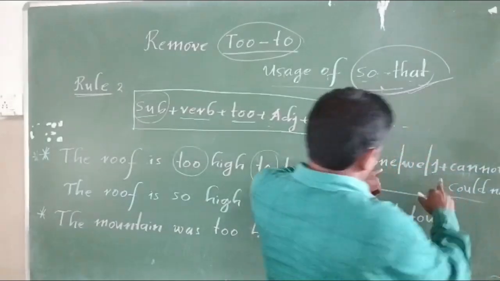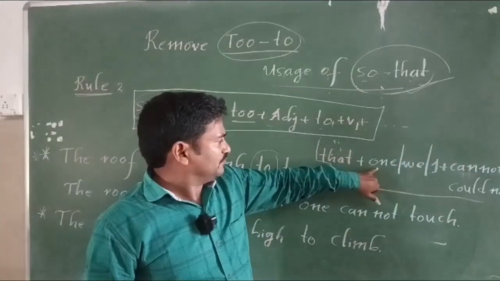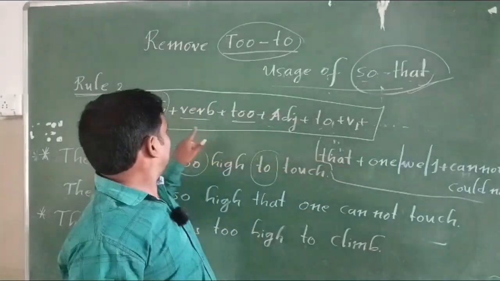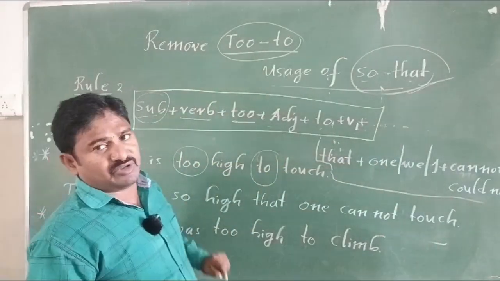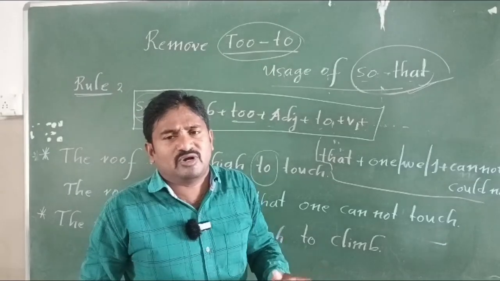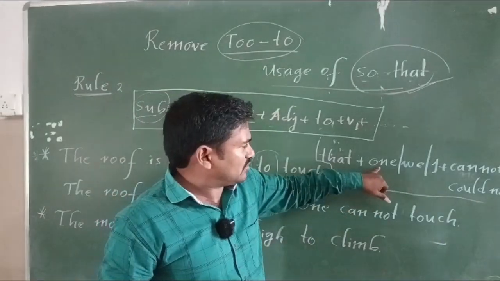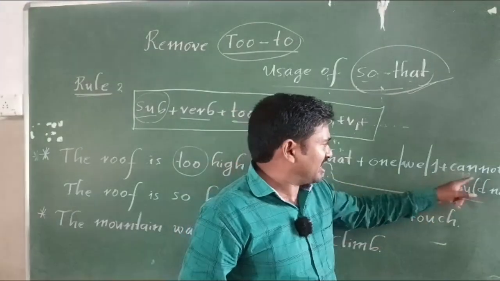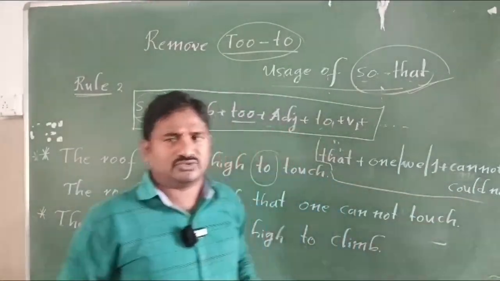Now what are those mainly here? After that we have to use the subject. But here the subject is not related to human beings. The subject is like a material. The subject is a non-human being. So then we'll use one or we or I. Remaining as it is, cannot or could not we have to use.